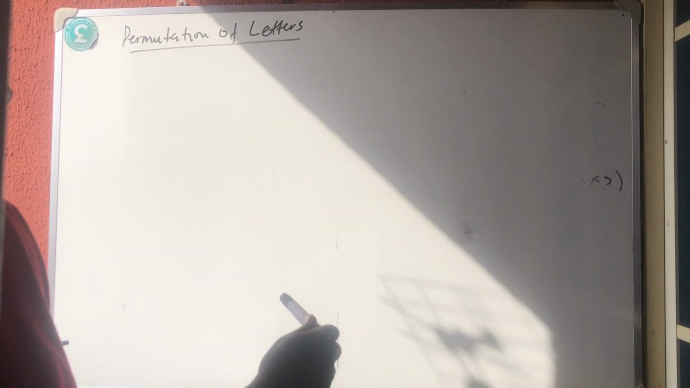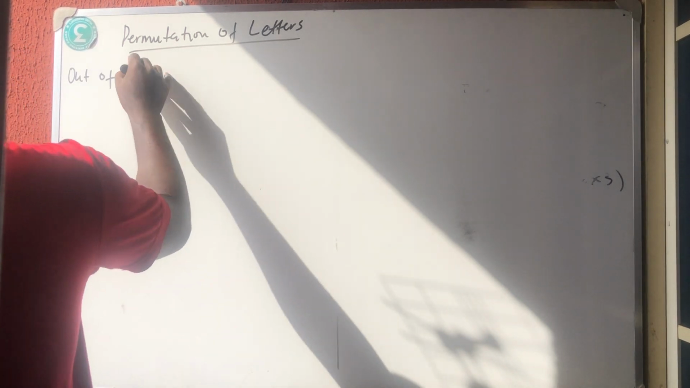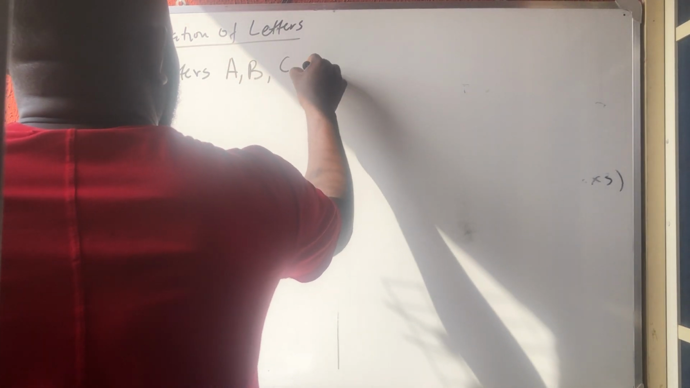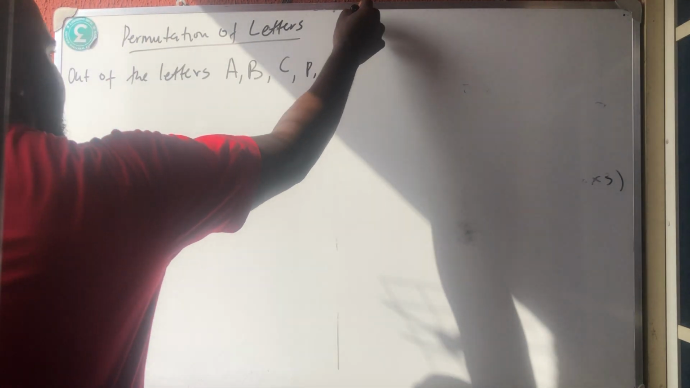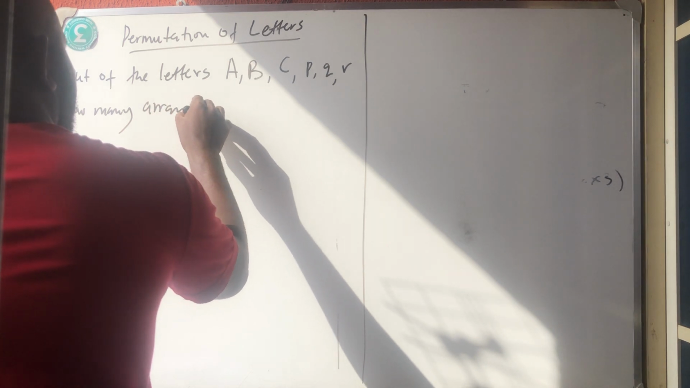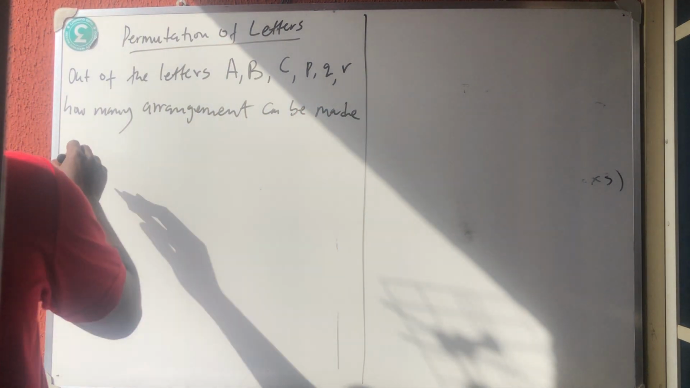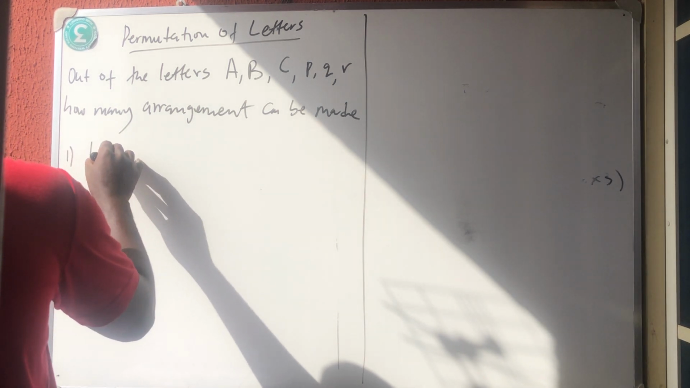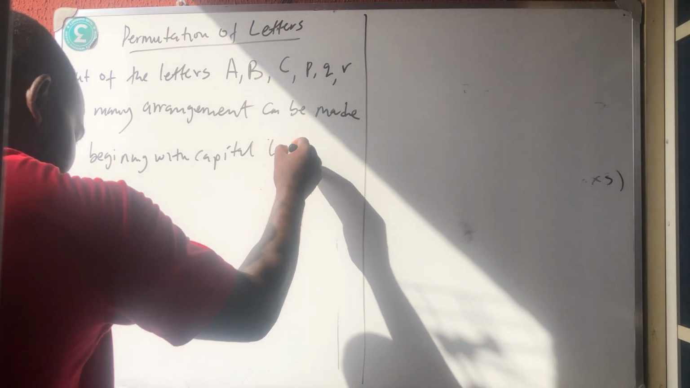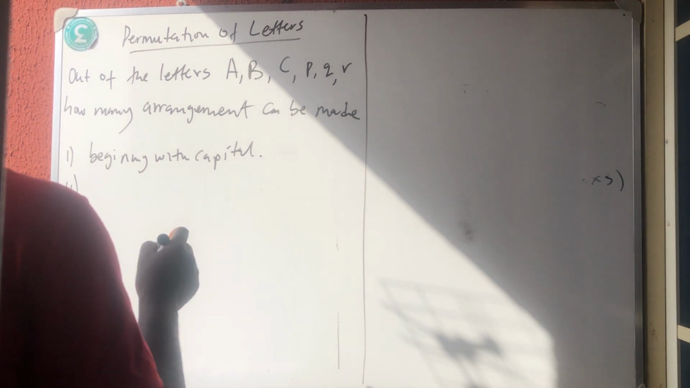Permutation of letters. Now they say, out of the letters A, B, C, P, Q and R, how many arrangements can be made beginning with a capital letter, ending with a capital letter, and beginning and ending with a capital letter?